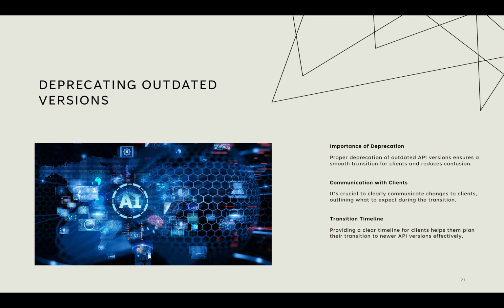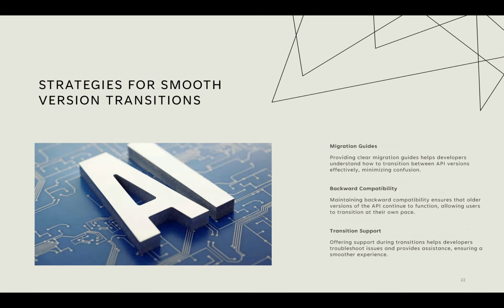When a version of the API is no longer needed, it's important to deprecate it properly. Communicate changes to the clients and provide a timeline for when they should transition to a newer version. Implement strategies that facilitate smooth transitions between API versions. This may include providing migration guidelines, maintaining backward compatibility, and offering support during transition.